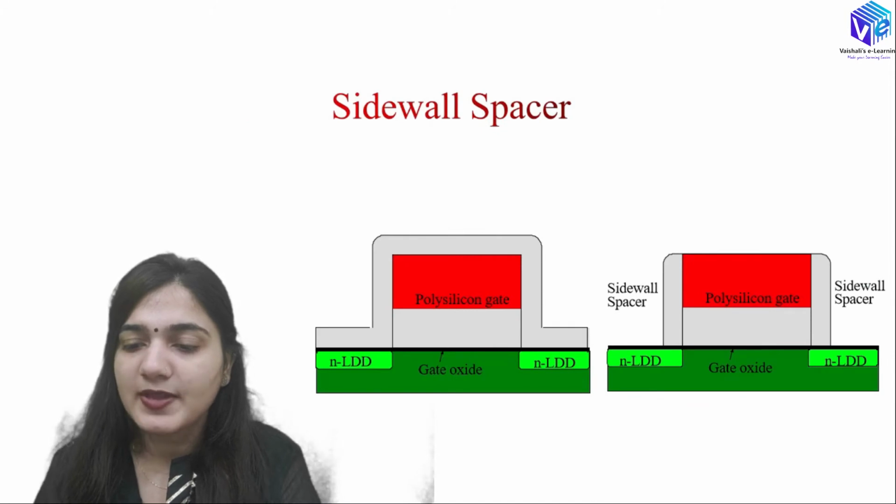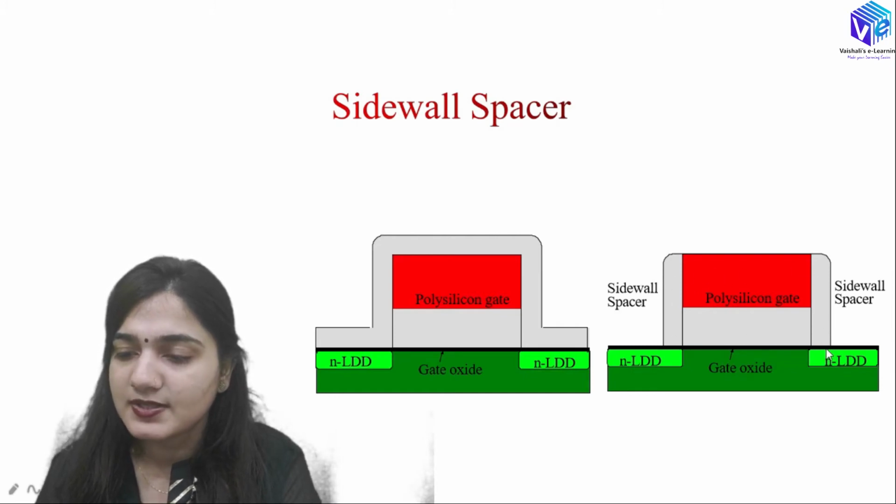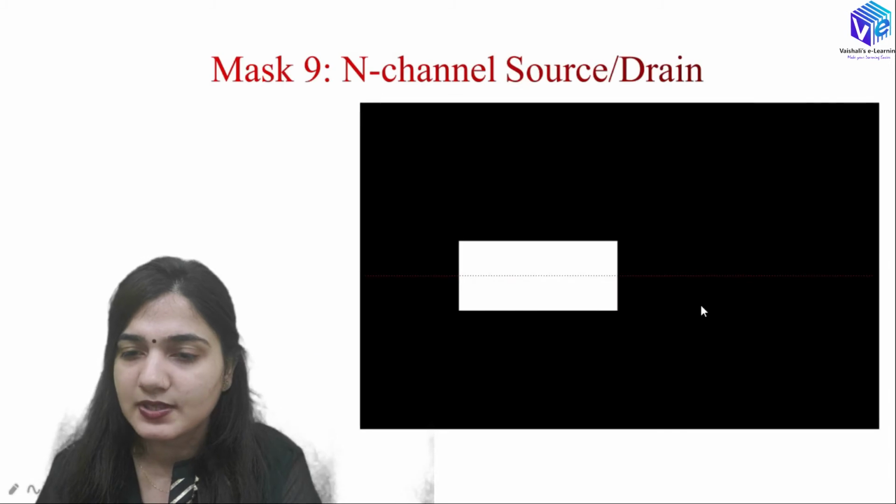After that we will be forming the sidewall spacer, right? The sidewall spacer are formed here, right? So here we will be having the sidewall spacer with the help of nitride. Here this is the gate oxide, over that we have polysilicon, and here we will be having the sidewall spacer. In both N type of LDD as well as P type of LDD we have the sidewall spacer, right?